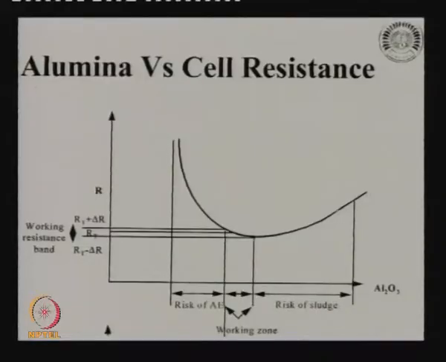Similarly, alumina, you see the alumina versus cell resistance. If the alumina falls too far below a limit, you will have what we call anode effect. Some gases cover the anode and aluminum cannot be deposited. Then sparks go from the cathode to the anode without causing electrolysis, it only causes heating.